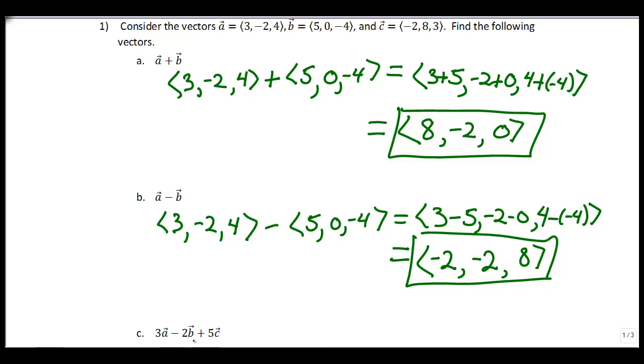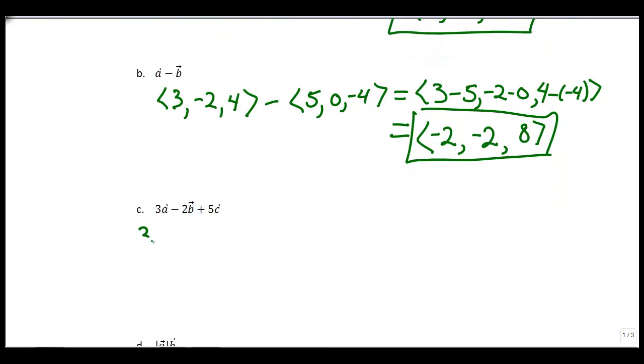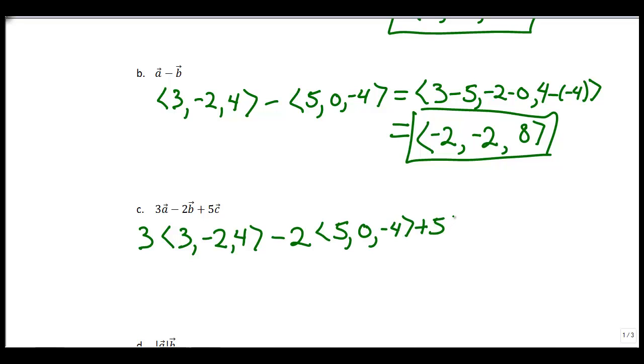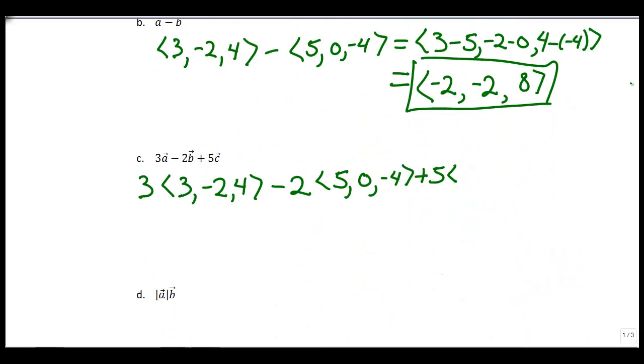Another one, we're going to do 3A minus 2B plus 5C. Scroll down a bit. So this is going to be 3 times A, the vector 3, negative 2, 4, minus 2 times B, that's the vector 5, 0, negative 4, plus 5 times C. I have to look back up and see what the vector C was. C was negative 2, 8, 3. So I just substitute in for A, B, and C.